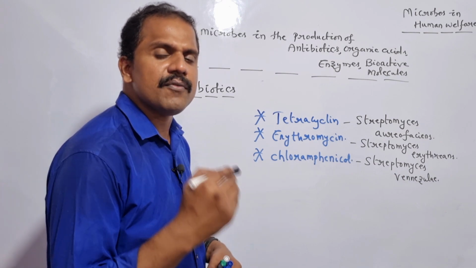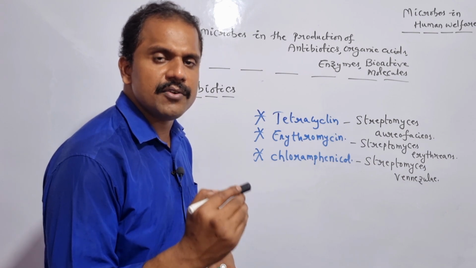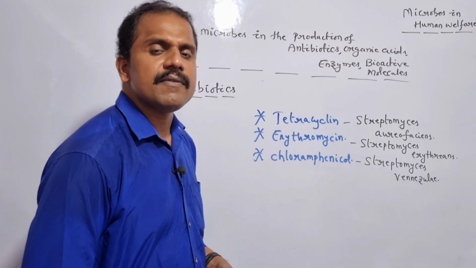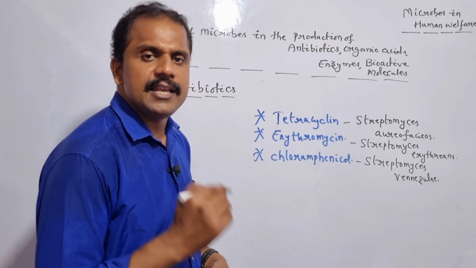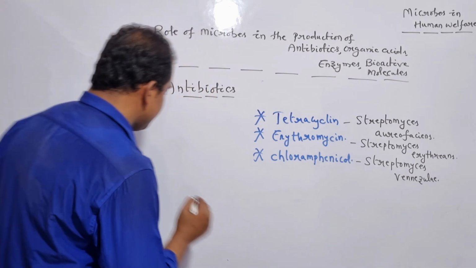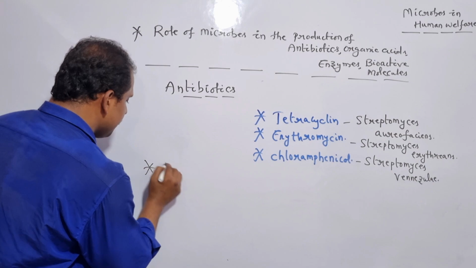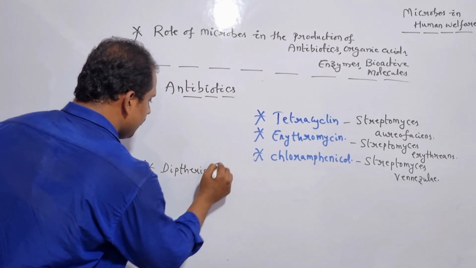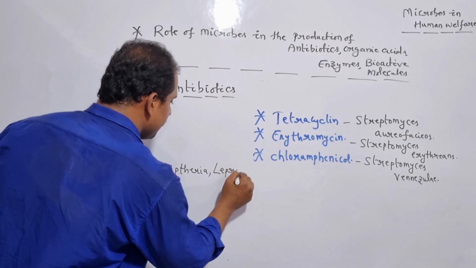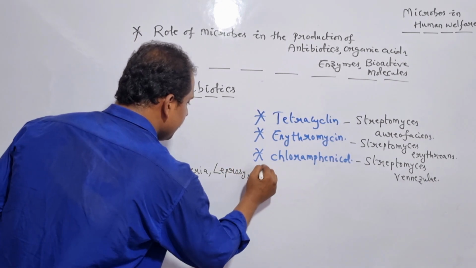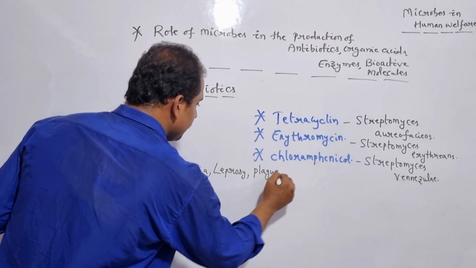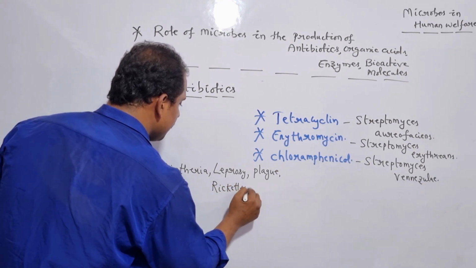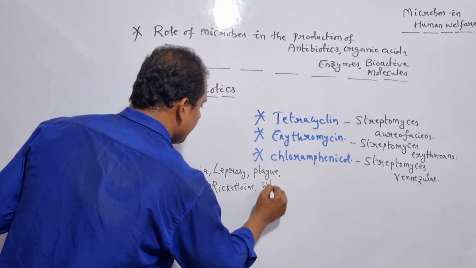So here what are the various diseases which can be successfully cured by taking the advantage of these antibiotics? Some of the common diseases include diphtheria. Is it clear? Diphtheria, leprosy, plague, rickettsia, and even whooping cough.